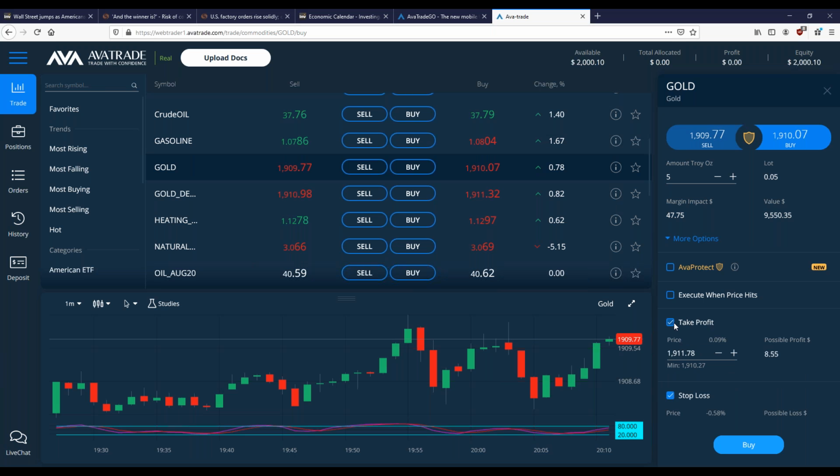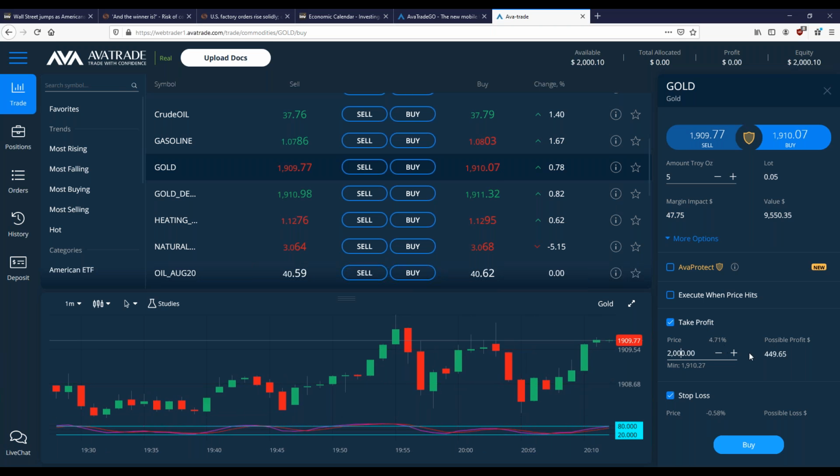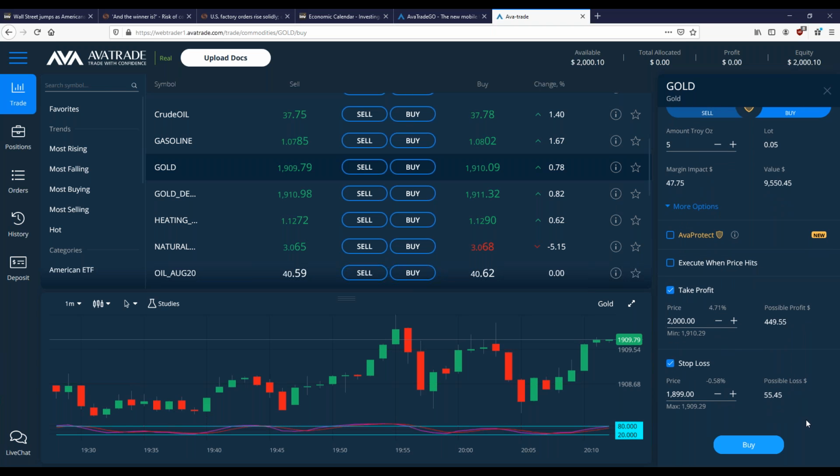Same with the take profit. I could say, okay, I think that this might rise to 2,000 an ounce. There it is. My potential profit, 450 almost. My risk, 55. Wow, I like that setup, right? Then I can take the trade.